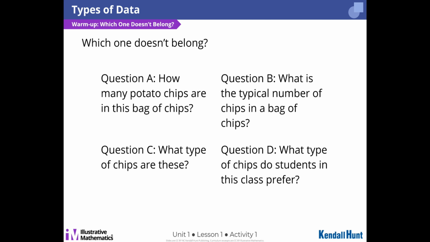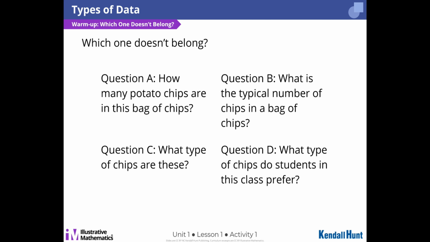So we've paused for a few minutes, and we're going to try to rationalize which one doesn't belong. Actually, there could be an argument that each one of these doesn't belong. Let's go one by one. Question A, we can argue doesn't belong because there's only one right answer to the question, and it's numerical.